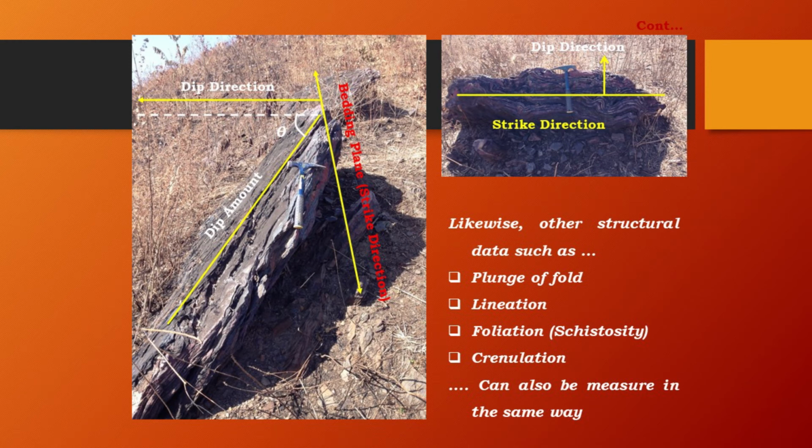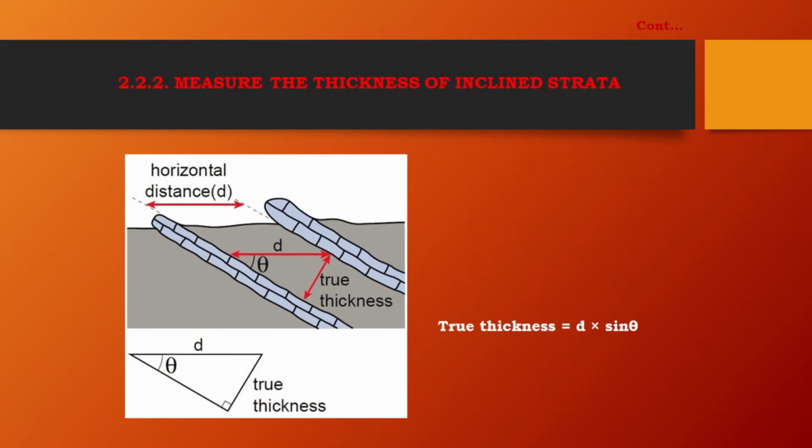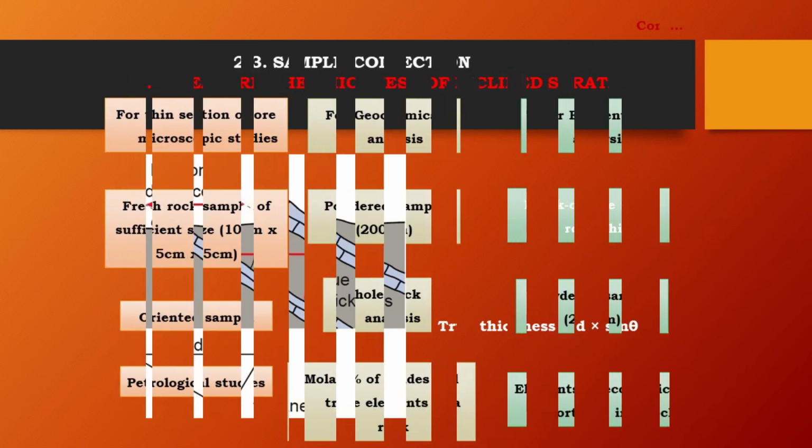Likewise, other structural data such as plunge of a fold, lineation, foliation or cleavage, or crenulation can also be measured in the same way. Also, the true thickness of the inclined strata can be calculated using the formula d by sin theta, where d is the length of an outcrop exposed on the surface and theta is the amount of dip of the inclined strata.